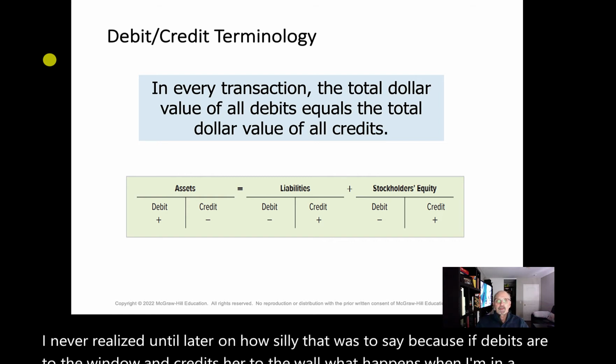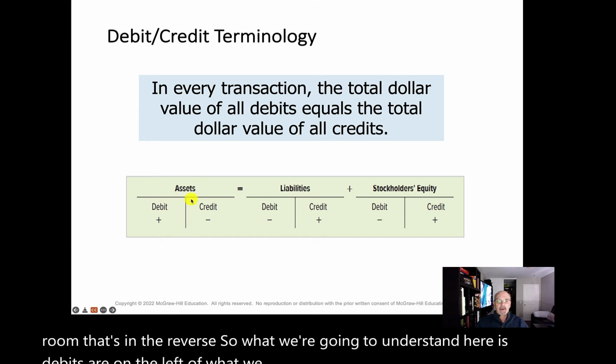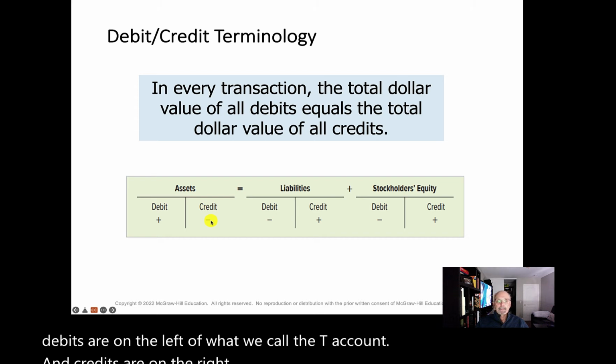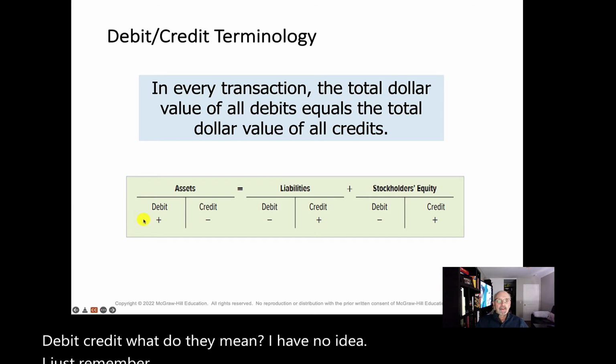So what we're going to understand here is debits are on the left of what we call the T account, and credits are on the right side. Debit, credit. What do they mean? I have no idea. I just remember it. So debits on the left, credits on the right in this T account.